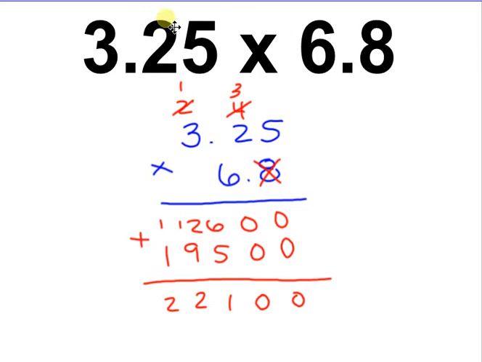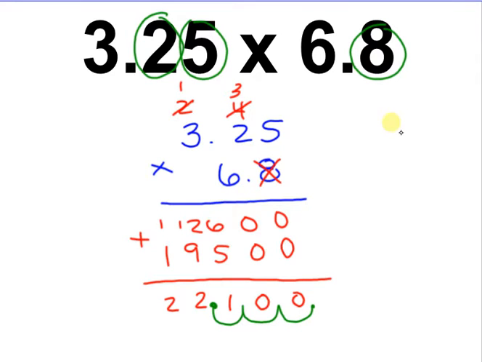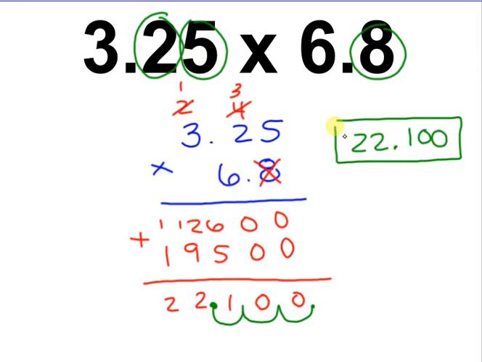How many numbers are after the decimal? 1, 2, and 3. So I'm going to start from the back. 1, 2, and 3. So my answer here is 22.100, or remember what I told you in the last problem, you can drop those zeros from the end and just write 22.1.